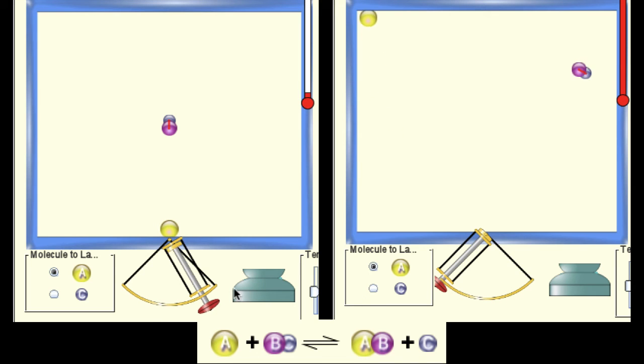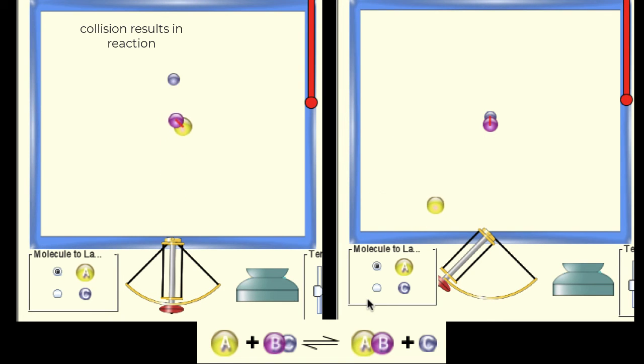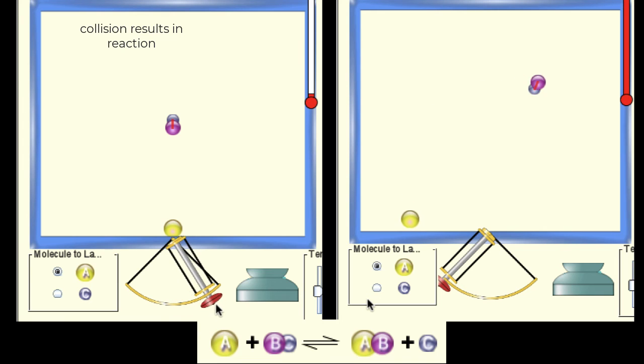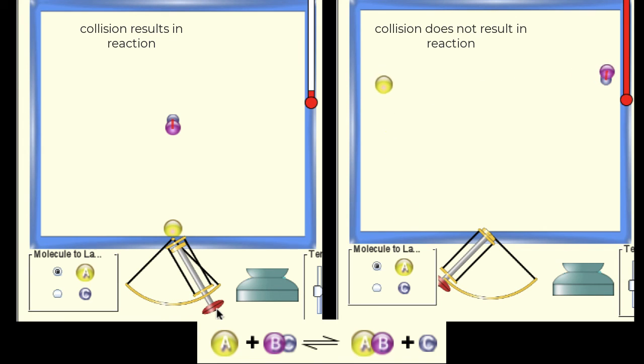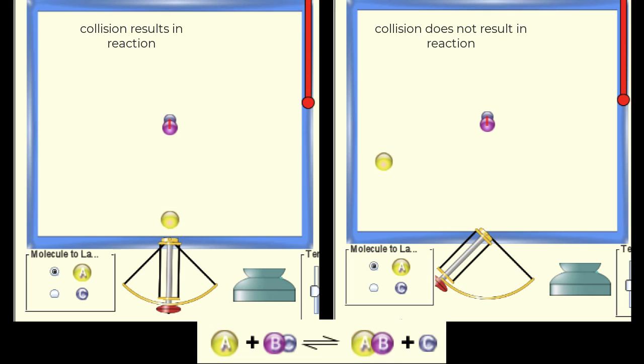So notice on the left-hand side, the yellow particle A collides directly with the front of the pink particle, particle B. And the bond between B and C breaks, allowing a new bond between A and B to form. The chemical reaction has occurred. Compare that to what happened on the right-hand side, where, again, the temperature was the same, the amount of kinetic energy, the speed was the same, but the yellow atom, A, hit the other particle from above at a different angle. Instead of colliding directly head-on with the pink particle, it kind of collided with where the pink and the purple particle met, and it did not result in a reaction.